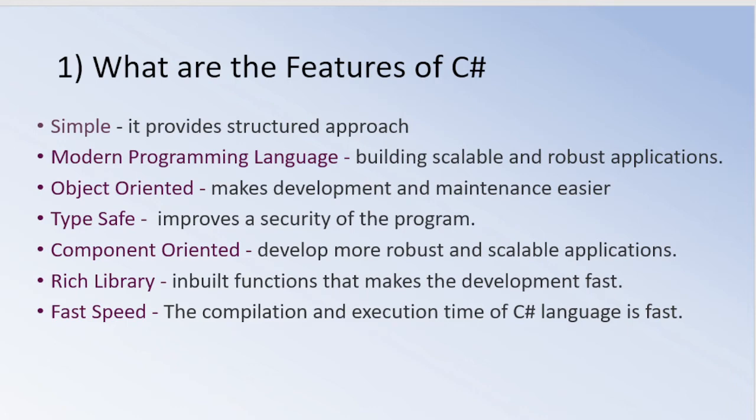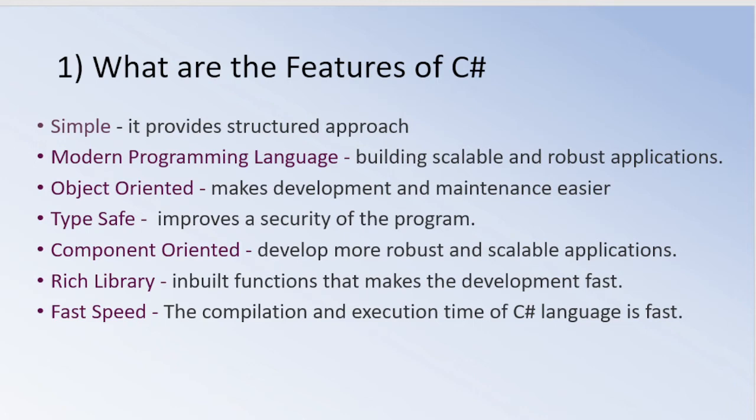Another one is type safe. It can only access memory locations that have permission to execute. Therefore, it improves the security of the program. C Sharp is a component oriented programming language. It is a software development methodology used to develop more robust and highly scalable applications. C Sharp provides a lot of inbuilt functions that make the development faster. Also, the compilation and execution time of the C Sharp language is fast. So these were some important features of C Sharp.